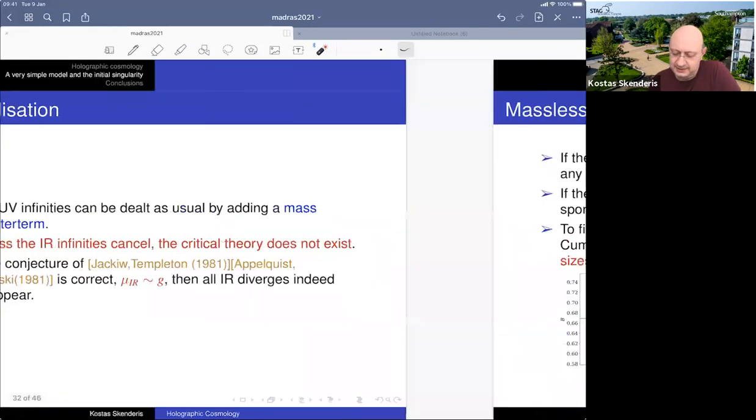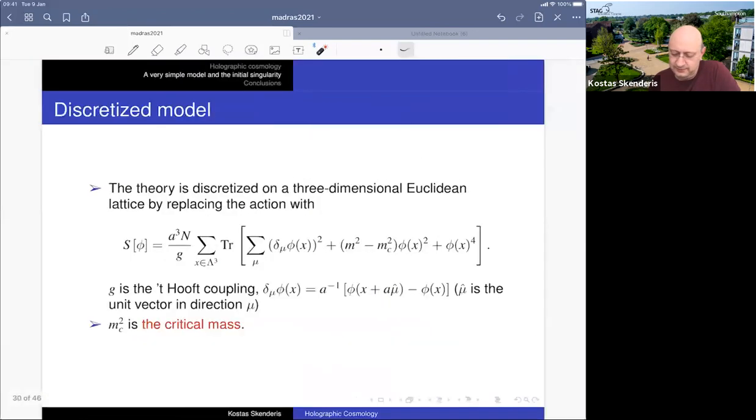Okay, if I go back, I went through this very quickly. So this is my action, the discretized action. This is the kinetic term, the phi to the 4. And here I need to input some finite value, so I need to find an m_c so that when m goes to m_c, the theory becomes massless. So this is a bare mass I need to put into my action so that when I go to the continuum limit, I simulate massless fields.